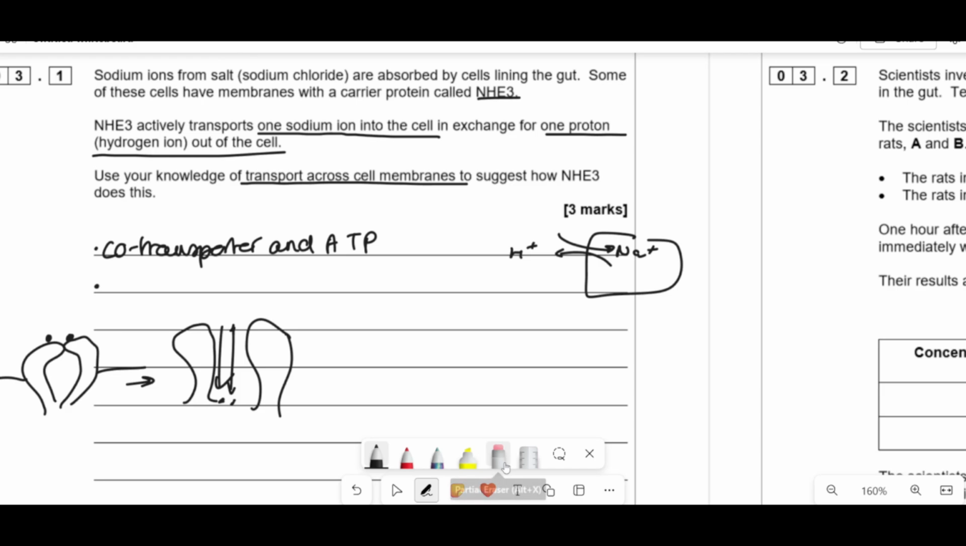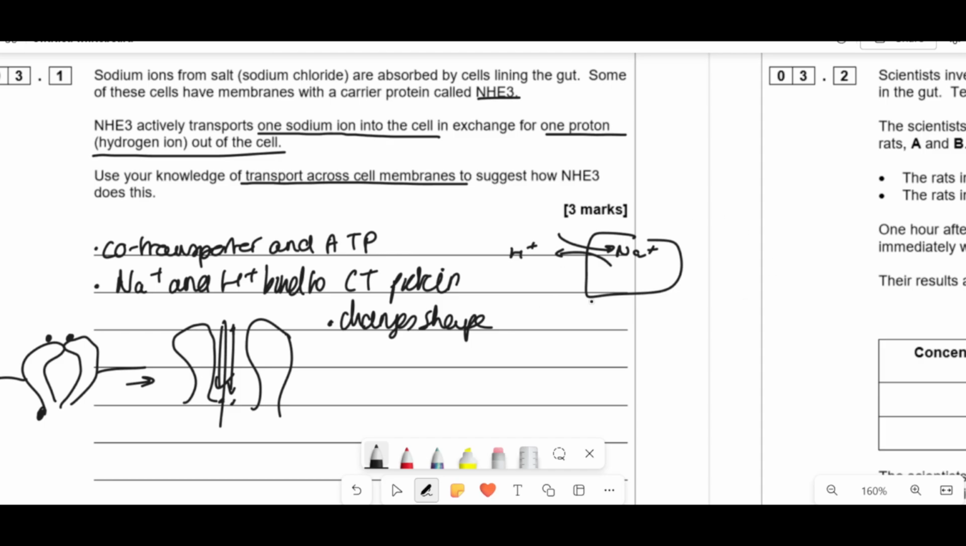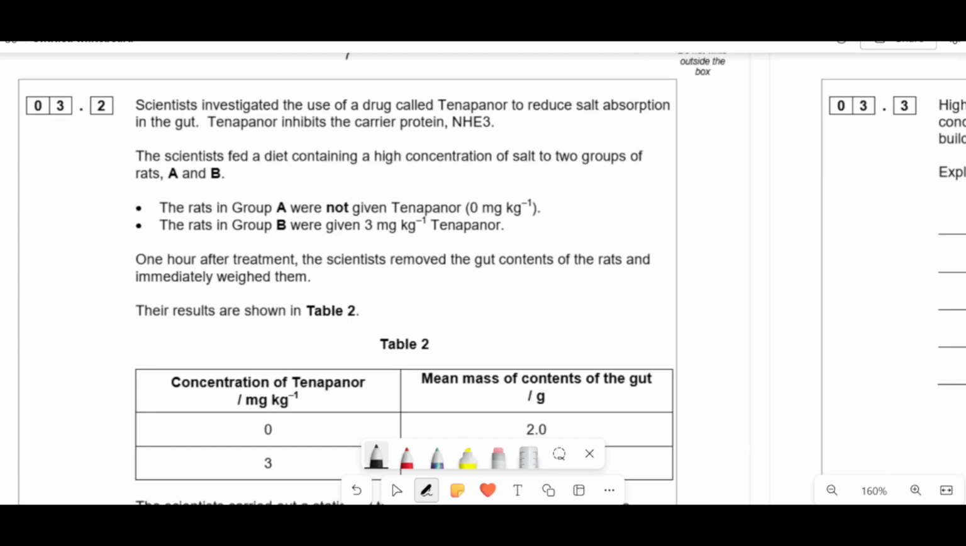That's it. So here, what happens is the Na plus, and then the proton would be coming from the inside here instead. ATP is hydrolyzed, it changes shape. Sodium moves in, H plus moves out. So Na plus and H plus, or the proton, bind to, I'm going to write CT for short, the co-transporter protein. You write the whole thing. And then what happens is it changes shape, and then it allows the movement. There you go, done.